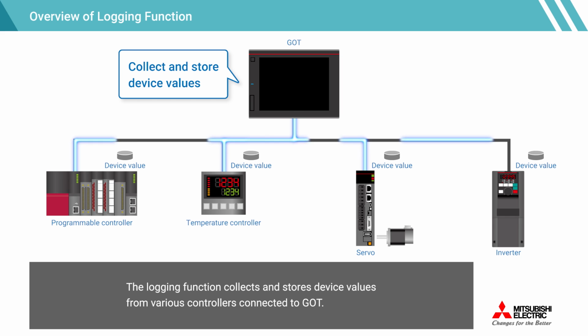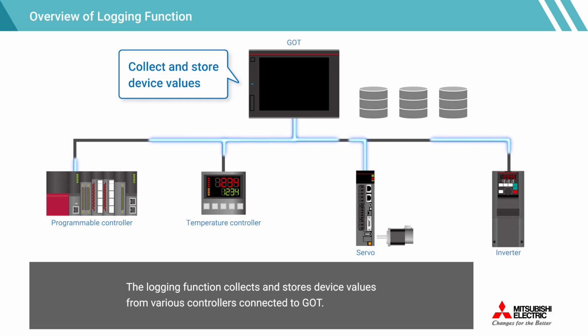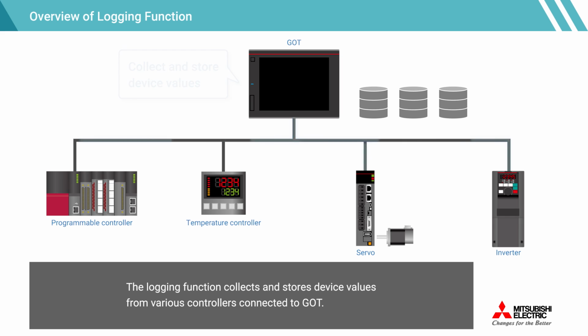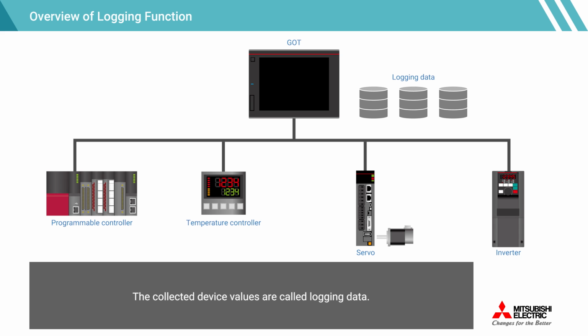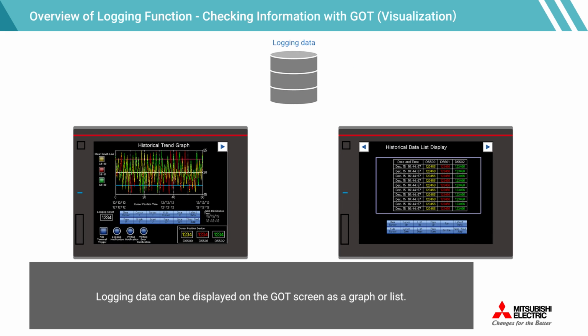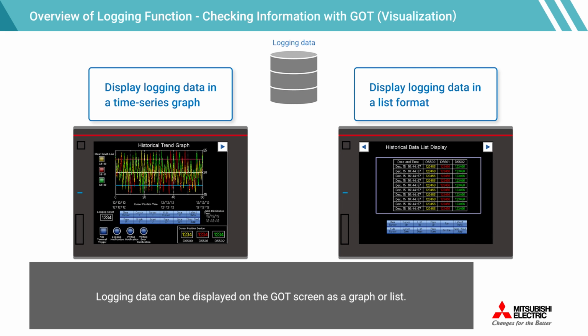The logging function collects and stores device values from various controllers connected to GOT. The collected device values are called logging data. Logging data can be displayed on the GOT screen as a graph or list. You can visualize the data and check information without the need of a PC.